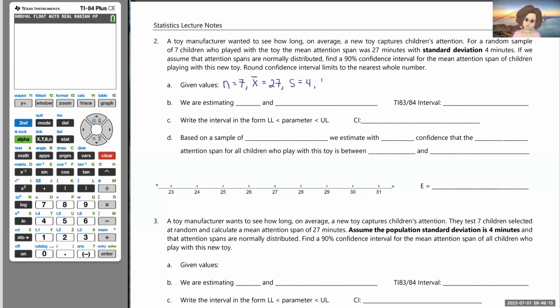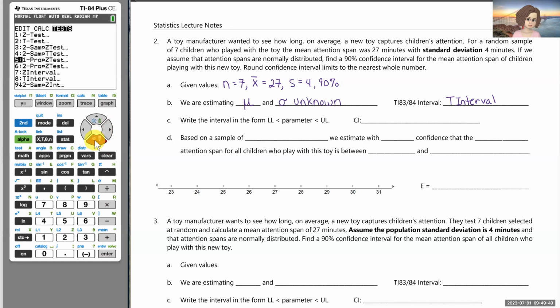All right, and then they'd like us to construct a 90% confidence interval for the true mean. So we're estimating mu, and we always ask ourselves, do we know sigma? So in this case, sigma, population standard deviation, is unknown, and that's why the interval that applies is the t-interval, which is based on the t-distribution. All right, and then we'll come to our calculator. So stat tests, we go to our t-interval.